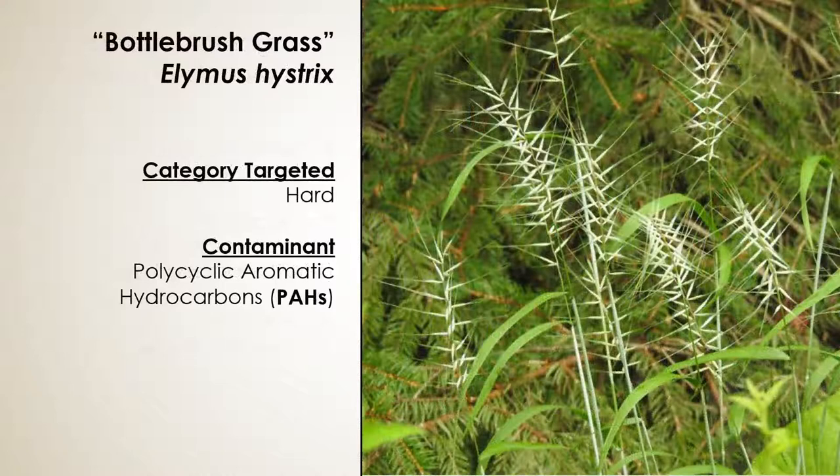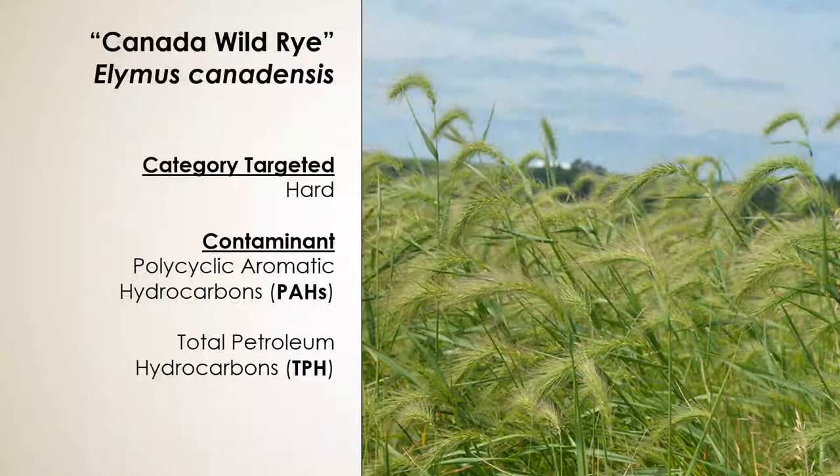Bottlebrush grass. If anybody has a baby or has had a baby, you can probably tell why this is called bottlebrush grass. Those seed heads look just like a bottle brush. And this is one of our wild ryes. It's a cool season grass, so this usually goes to seed late spring, early summer. Another wild rye, Canada wild rye.